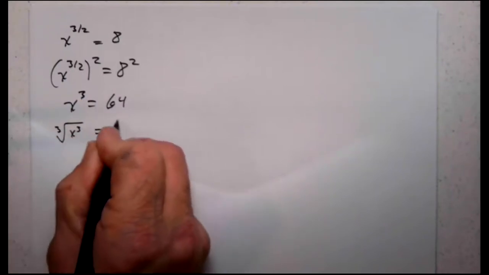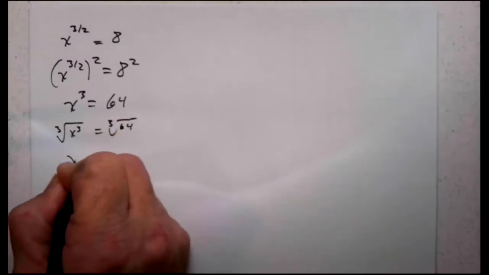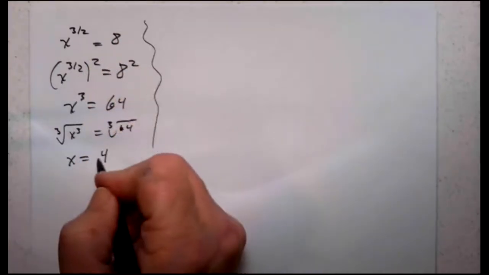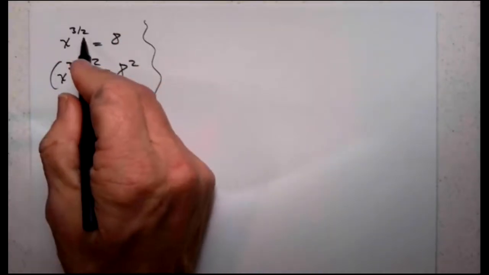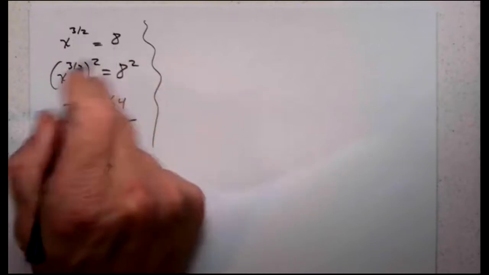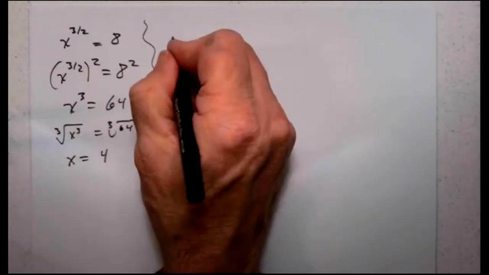Cube root of x cubed is the cube root of 64. 4 times 4 times 4 is 64, so x is 4. That's one approach. You really should check it to make sure it works. 4 to the 3/2, 4 to the 1/2 is 2, to the 3rd is 8. Because when you square both sides, sometimes you can introduce bad answers, but that one actually works.